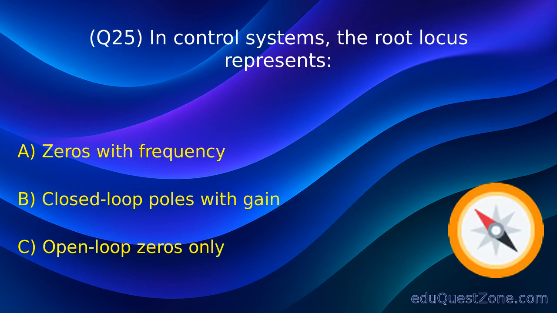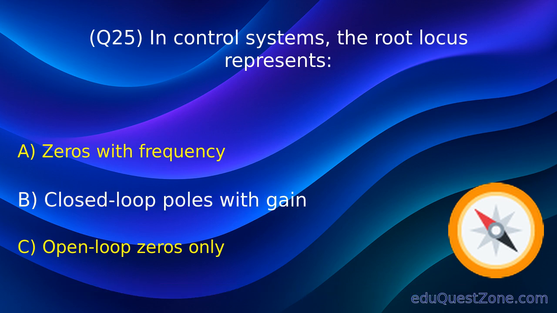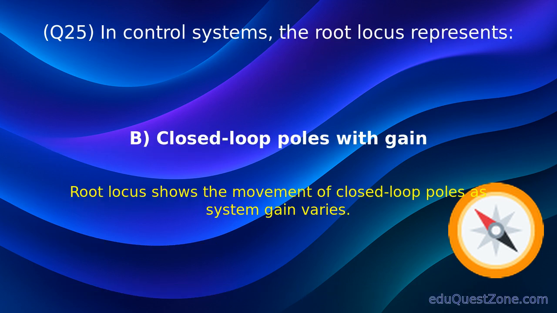Question 25. In control systems, the root locus represents Option B. Closed loop poles with gain. Root locus shows how closed loop poles move as gain changes.